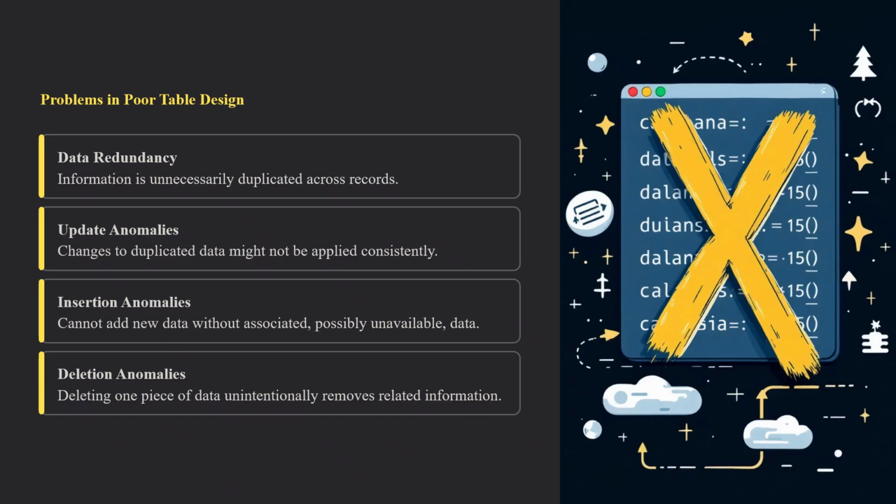Problems in poor table design. Information is unnecessarily duplicated across the records. Changes to duplicate data might not be applied. Cannot add new data without associated data. Deleting one piece of data unintentionally removes the related information.